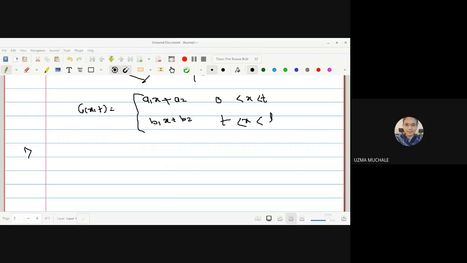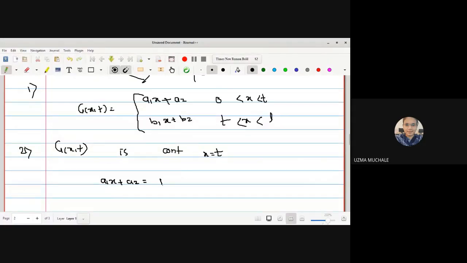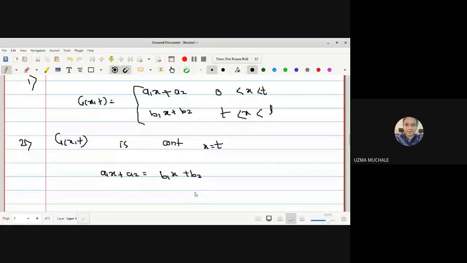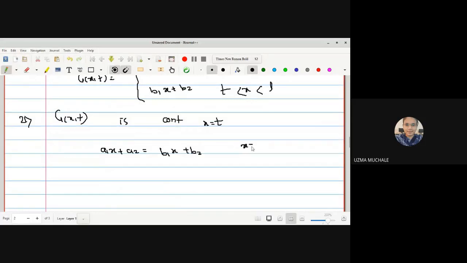Okay, first assumption is g of xt to follow those considerations. First one we have written already. The second is g of xt is continuous at x equal to t. If g of xt is continuous at x equal to t means what? We have to write it as a1x plus a2 is equal to b1x plus b2. At x equal to t means what? Wherever you have x, you have to put it as t, which means that here it should be t.